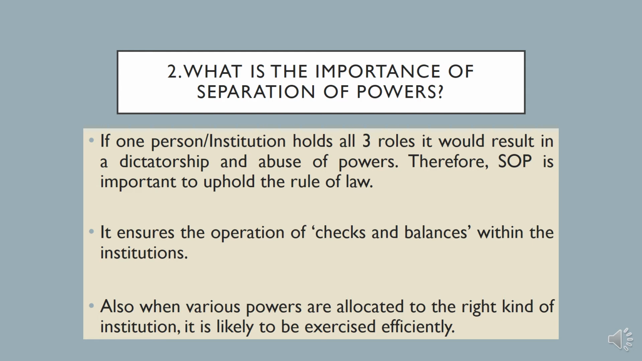Also, it ensures the operation of checks and balances within institutions. Also, when various powers are allocated to the right kind of institution, it is likely to be exercised efficiently. For example, having a separation of powers in the judiciary will result in the judicial functions being carried out more efficiently.